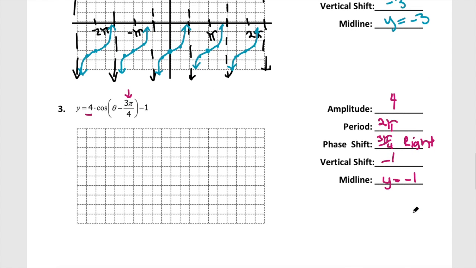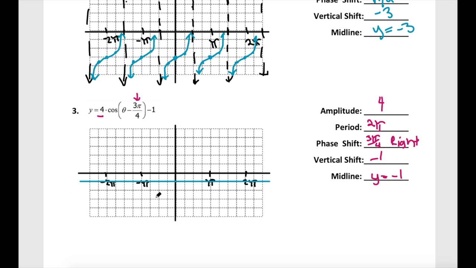Let's go ahead and start by sketching our x and y axis. Now that we have our x and y axis sketched, I think it's most helpful to draw in your new midline. Our midline is now going to be at y equals -1. Now that we have our midline drawn in, we can forget about this -1 as long as we treat the blue line as though it's our x-axis.